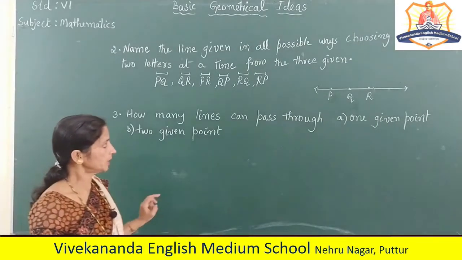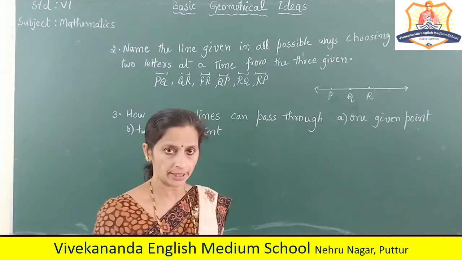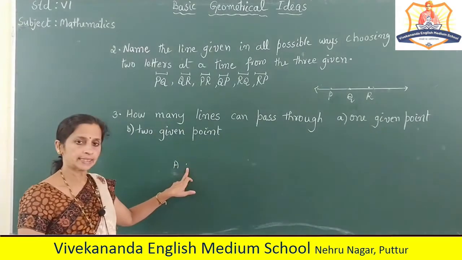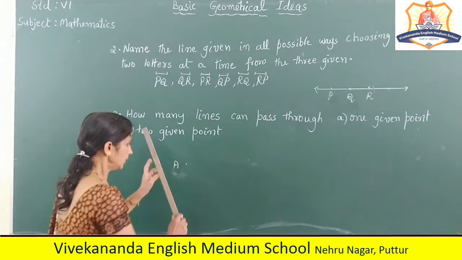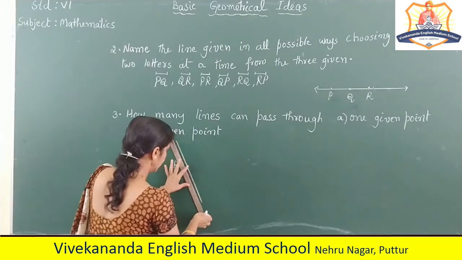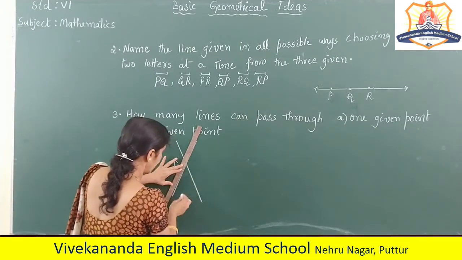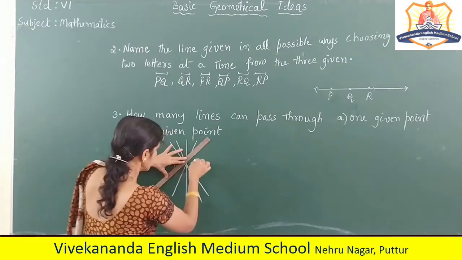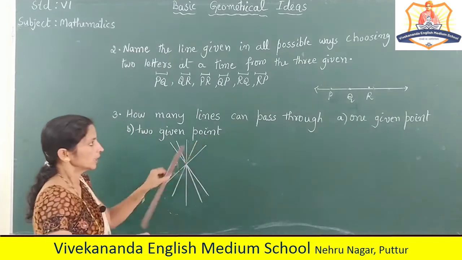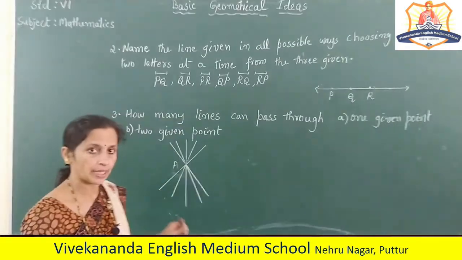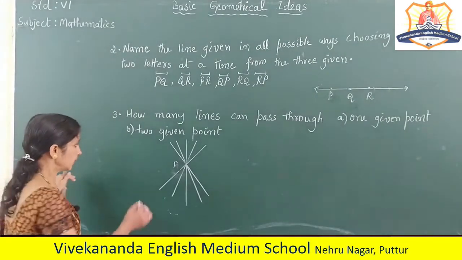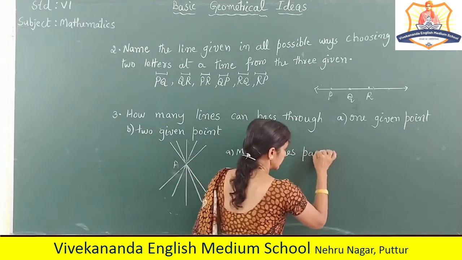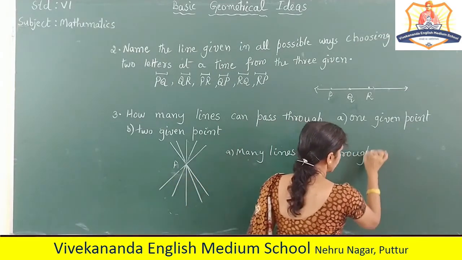Third one, how many lines can pass through one given point? Now, if there is one point here, this is the point A, how many lines can pass through this point? Now we draw the line passing through this point. This is one line. This is another line. You can draw many such lines which pass through the point A. So the number of lines which pass through a single point is countless. So many lines pass through a given point.